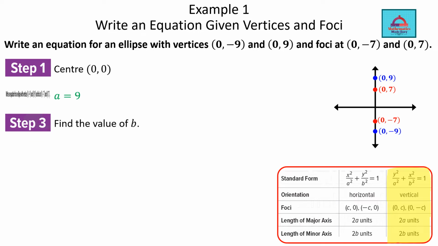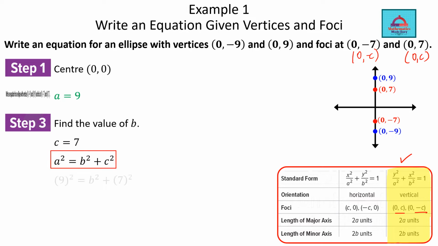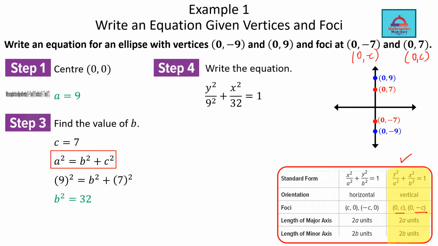Now in the next step we find the value of b. For finding the value of b, we use the value of c, which is already given, because the foci are (0, c) and (0, -c) for a vertical ellipse. If you look at the coordinates, the value of c is 7. You have a, you have c, so we can calculate b by the formula a squared equals b squared plus c squared. So b squared comes out to be 32. Now we can write the equation of the ellipse as y squared over 9 squared, which is 81, plus x squared over 32 equals 1.